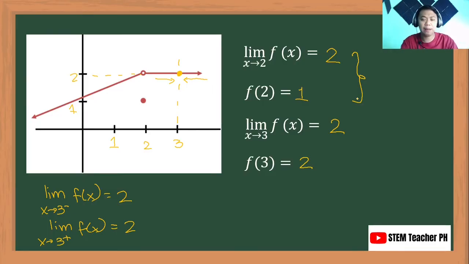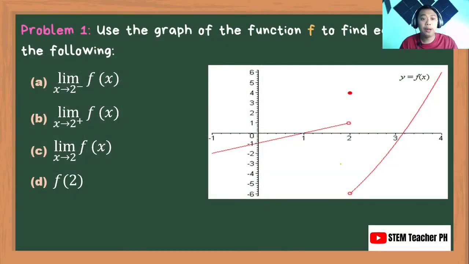So let us have one more example. We will be using this graph of our function to find each of the following. The limit of our function, this is the given graph, as x approaches 2, this is our concern, from the left. Since we have negative here, we come from the left as we get closer and closer to 2, and we are also getting closer to the value of y that is equal to positive 1. So as we approach from the left, the value of our limit as x approaches 2 is equal to positive 1.